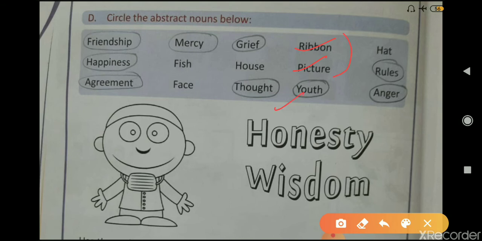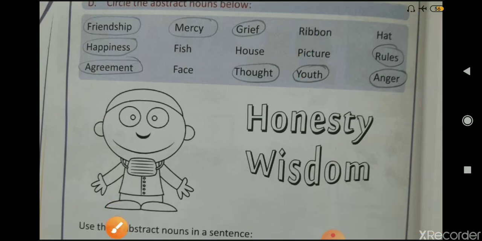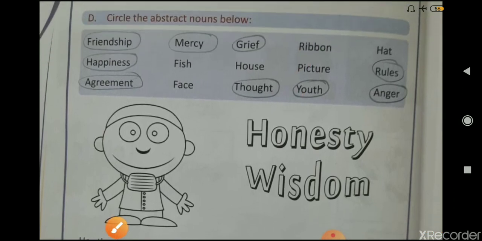Then youth is an abstract noun, so circle this. Head is not an abstract noun. Rules is an abstract noun, and also anger is an abstract noun. So you have to circle both of these. Okay, so this is your exercise D.